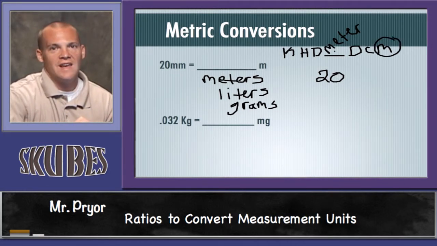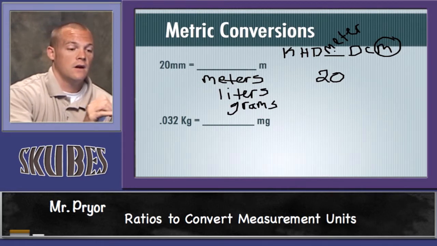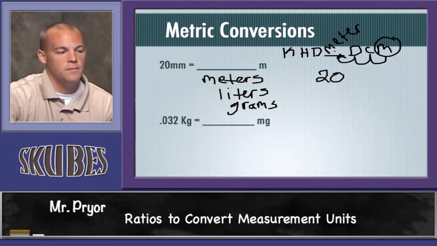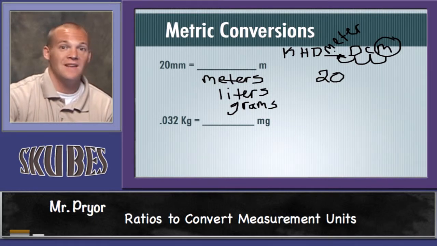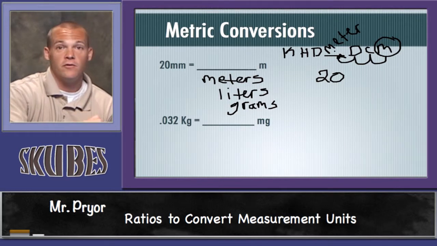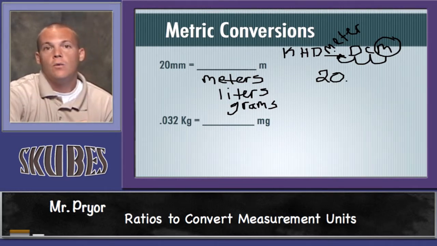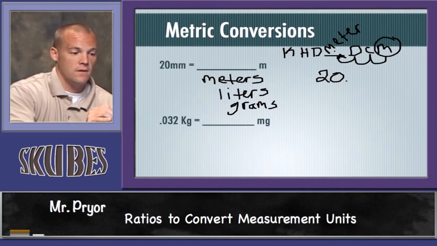Okay, what we're going to do is count how many places it takes us to get to meters. So starting here, it's going to be 1, 2, 3 places. It takes us 3 places to get to meters. Well, that's exactly how many times in the exact direction you're going to move the decimal in the number 20. So the decimal in 20 is at the end. We're going to move that decimal the same number of places. So we're going to move it 1, 2.